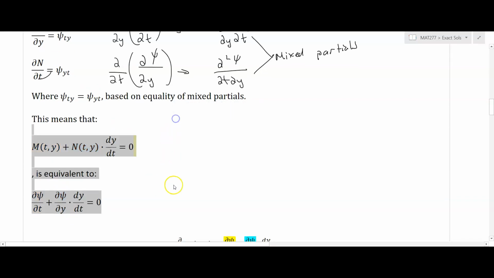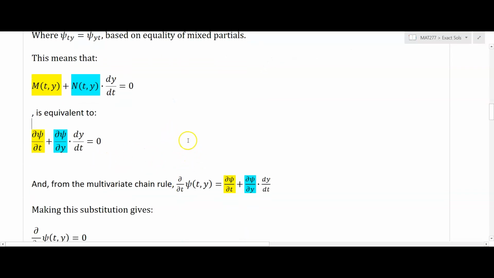This is where the multivariable chain rule comes in to help us out a little bit. We're just building towards working for a solution, but we keep making some substitutions and such. So from the multivariate chain rule, it turns out that this left-hand side is actually the derivative with respect to t of psi. Let's draw a diagram here, this chain diagram, to help us see this. So here's this psi function, and psi depends on y.